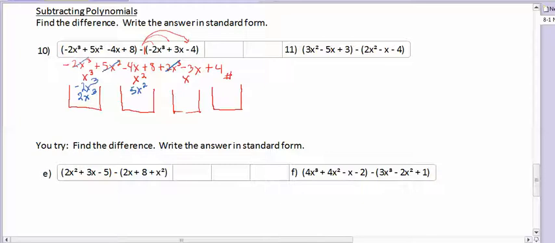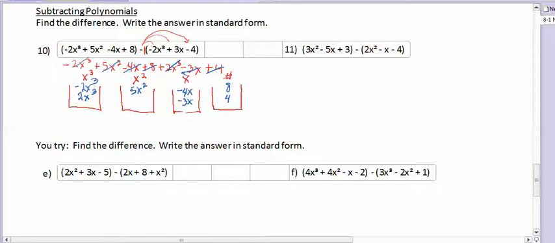Now I go look at the next one. I have a negative 4x. That goes in the x bucket. And then I have a negative 3x. Goes in the x bucket. And then I have two numbers, an 8 and a positive 4. Okay? And I've marked off all of my numbers. So now I'm just going to add what's in my buckets.